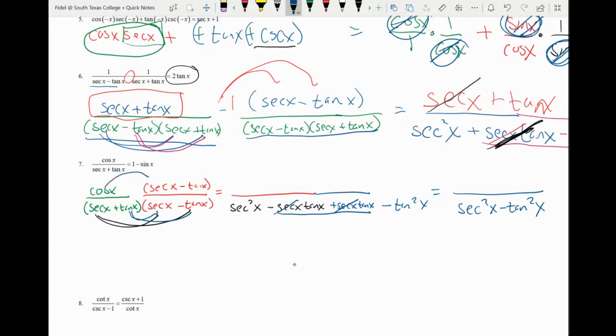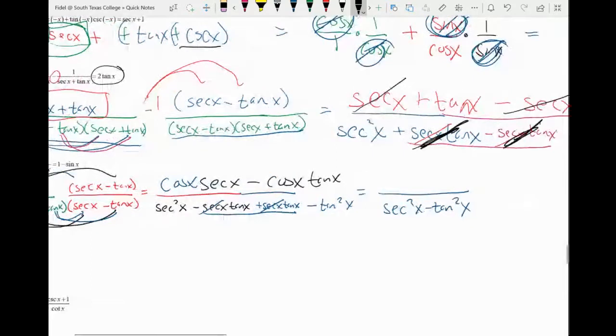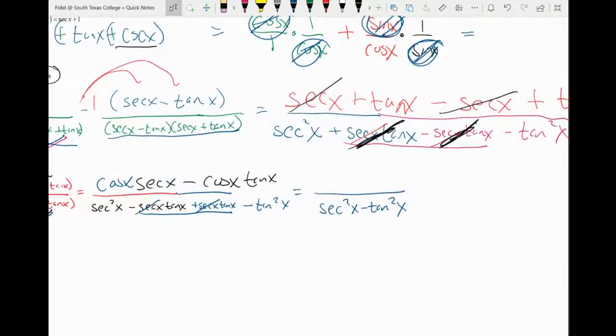We're going to go slow. We're going to say this is the cosine of x times the secant of x minus the cosine of x times the tangent of x. Okay? Now, what I'd like to do, I'd like to see if I can simplify these guys here. I'm going to think of cosine of x as just cosine of x, but I'm going to write it over 1.